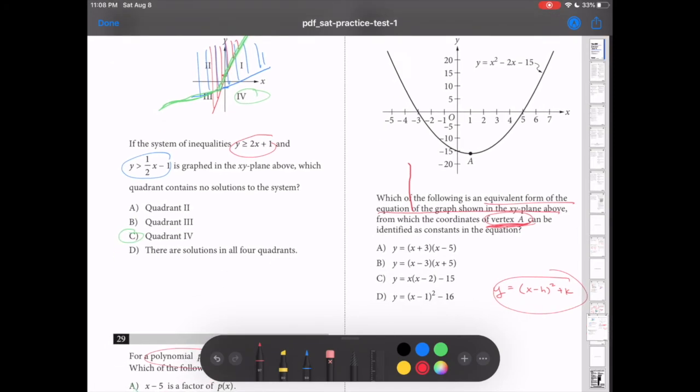Choice A gives you the 0. So while it's correct, it's not directly able to see the actual vertex. D, however, is in this similar form that we saw over here, and from it we can see the vertex is going to be 1, negative 16, h and k. That's going to be the vertex, and we can see from the graph that is true as well.